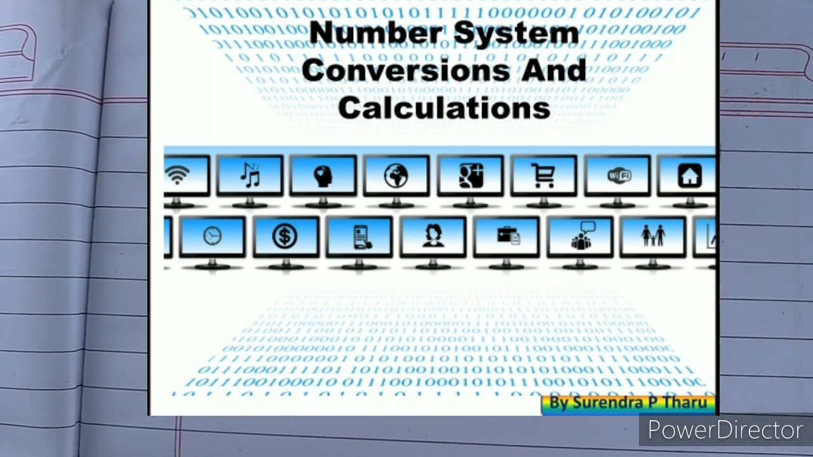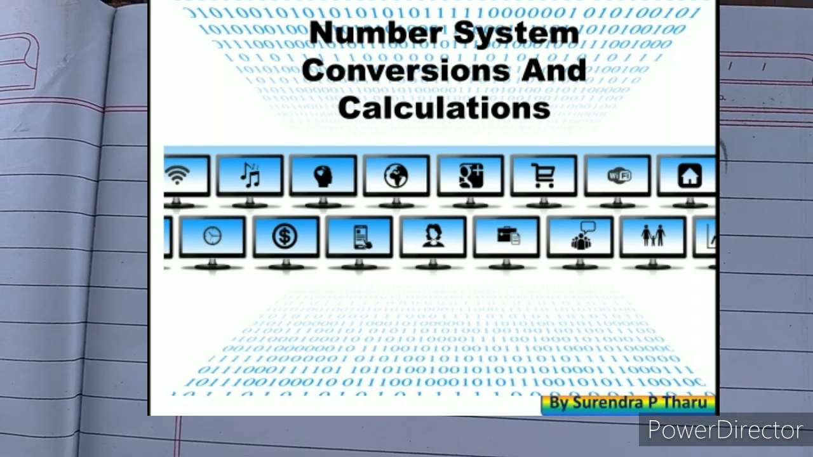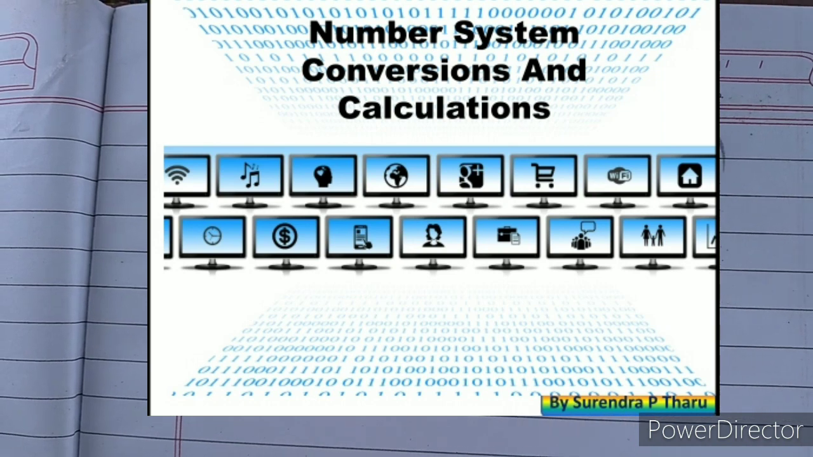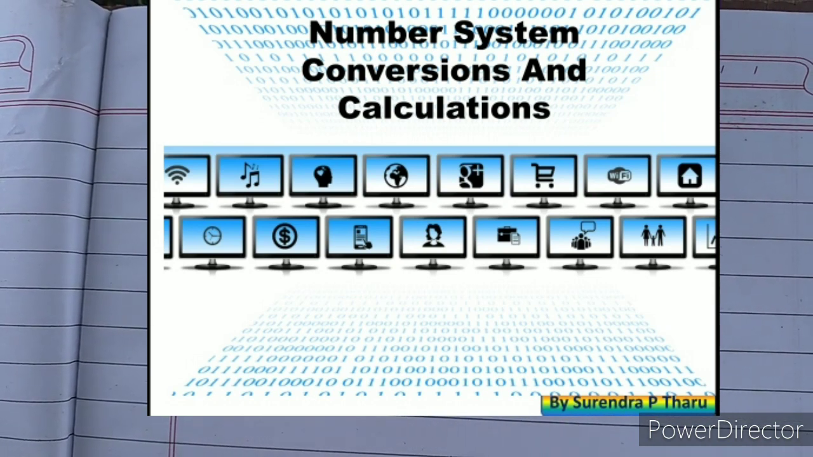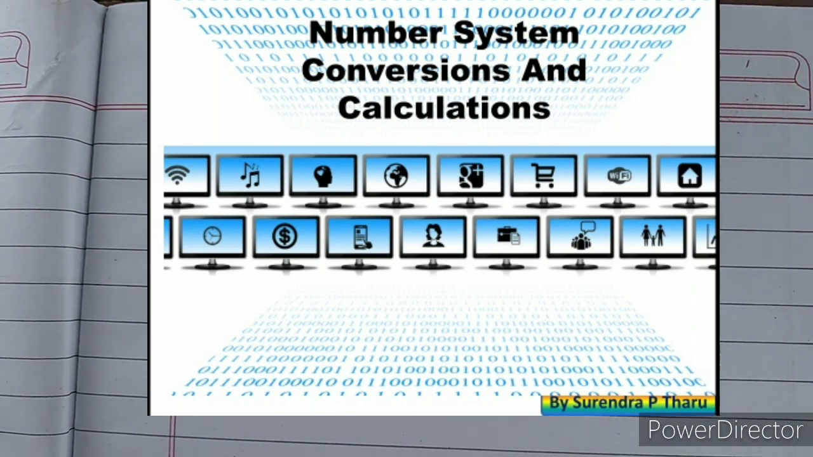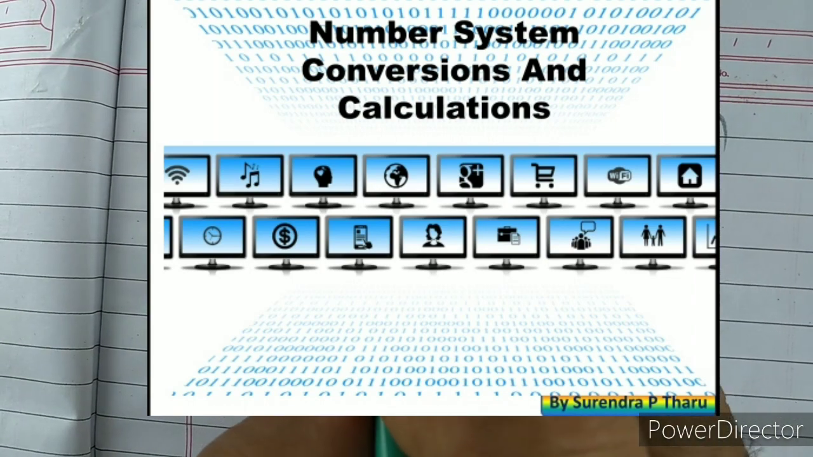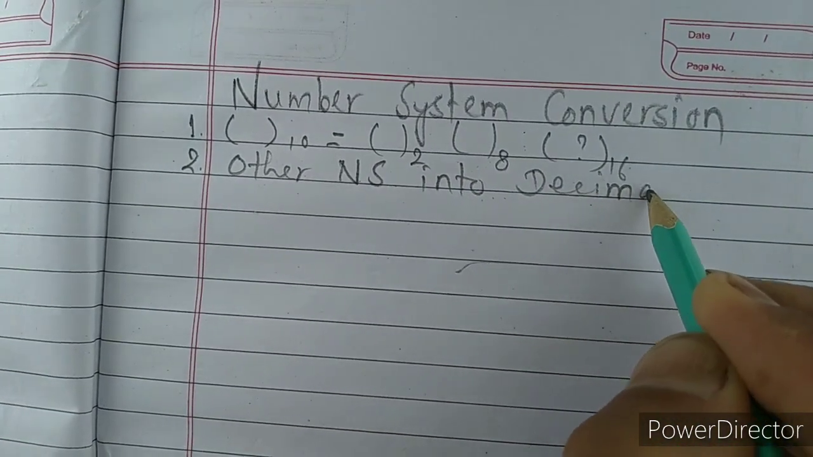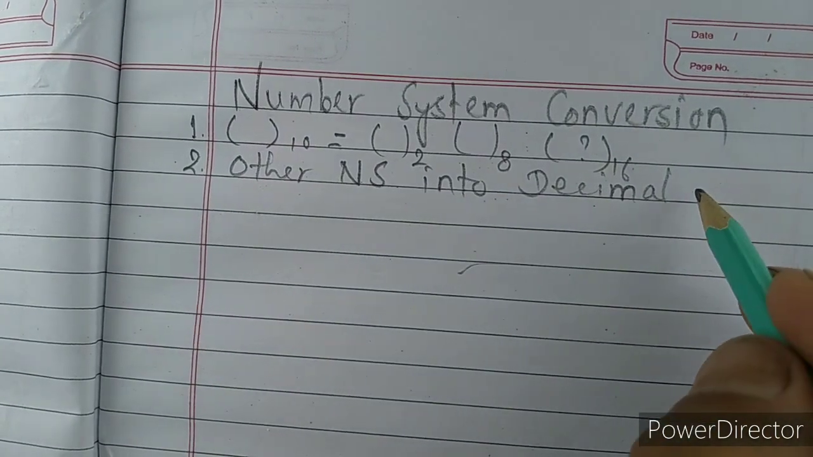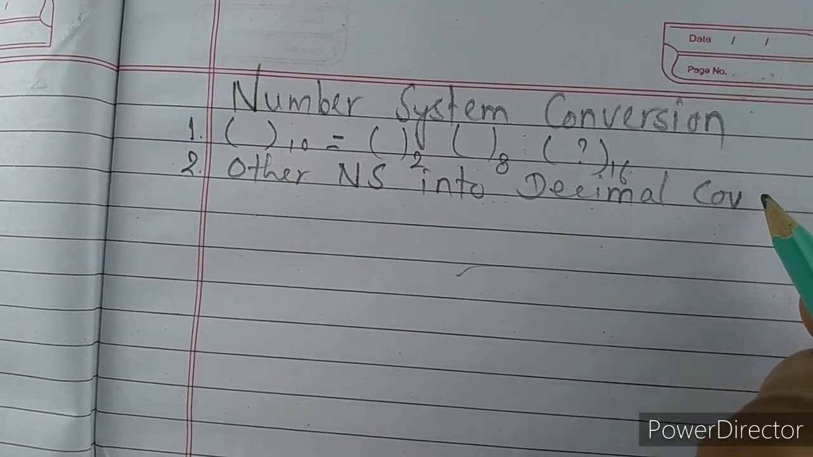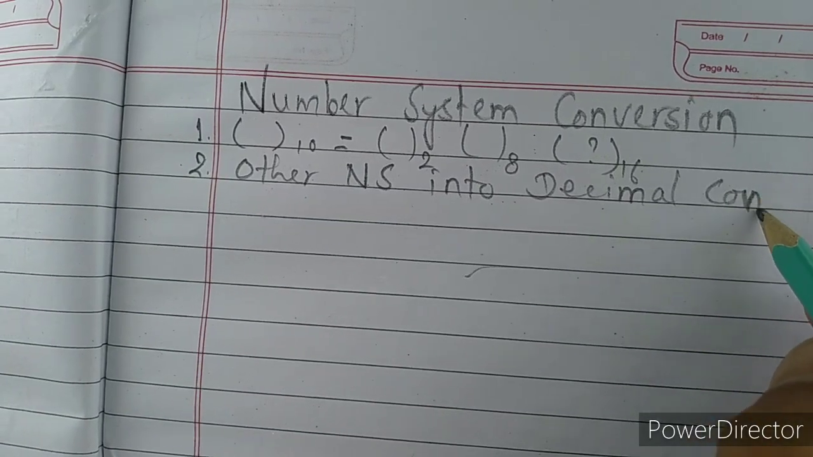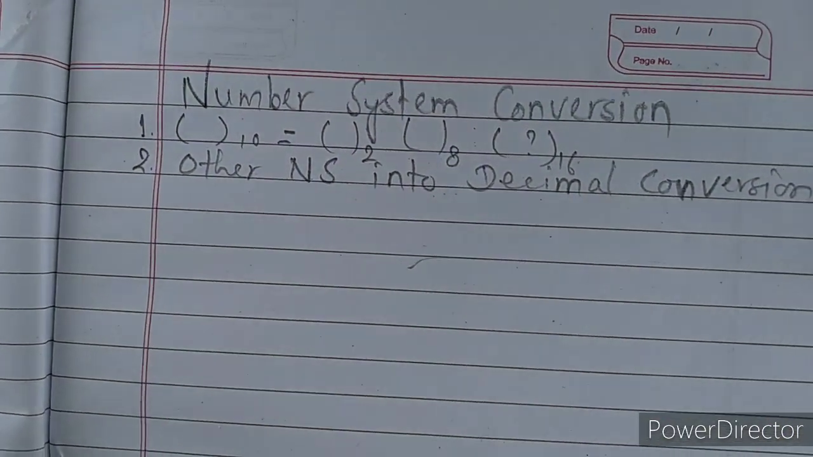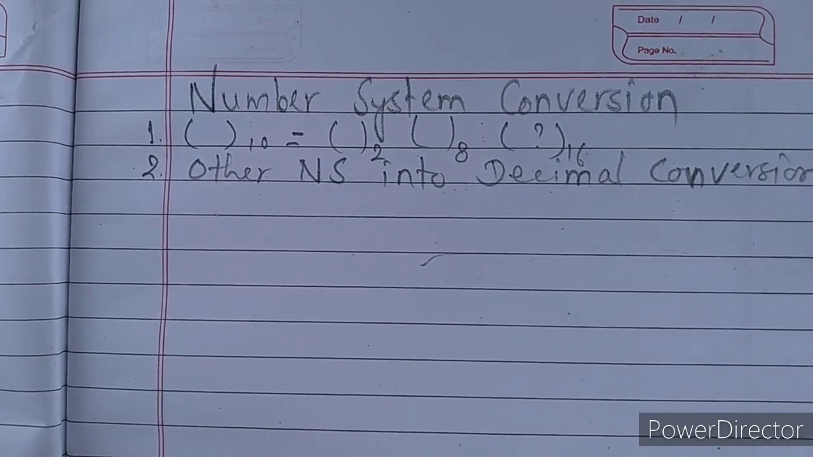Number systems conversion part 3. We have already gone through the last two videos. The first video was about the introduction, and the second was about number system conversions from decimal into binary, decimal into octal, and decimal into hexa. Now we will convert other number systems into decimal. Any other number system is given, and the decimal number is asked. In this video we are going to learn this conversion. So please be with me and go through the whole video.